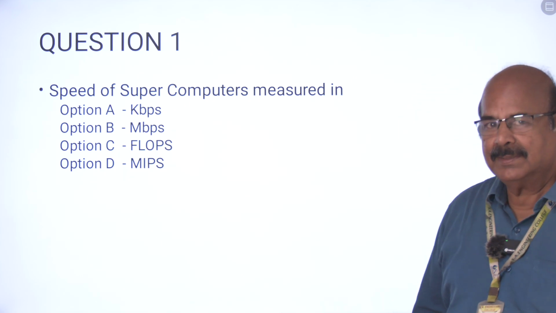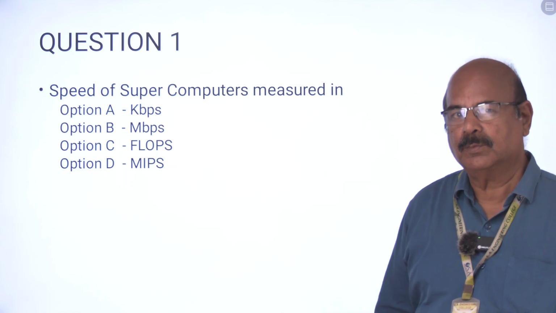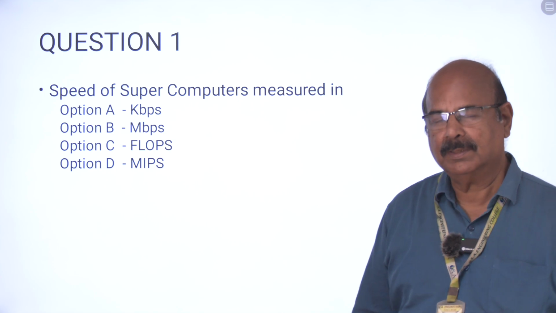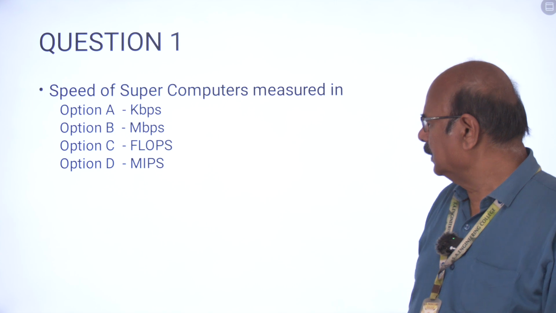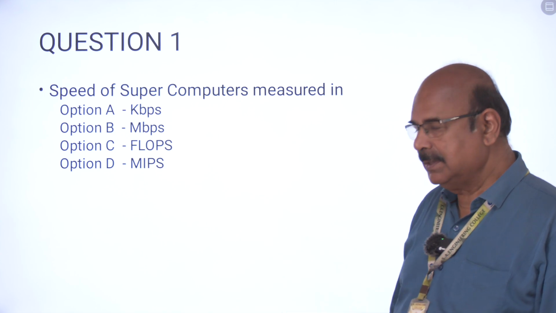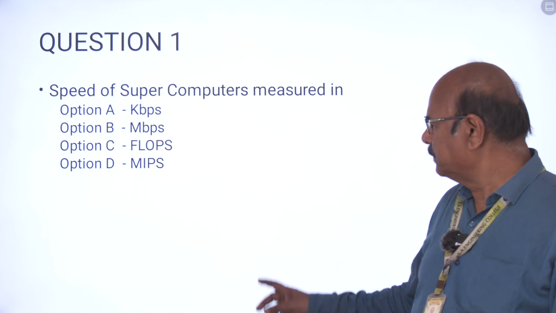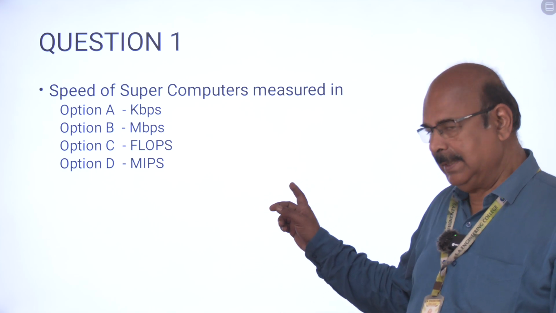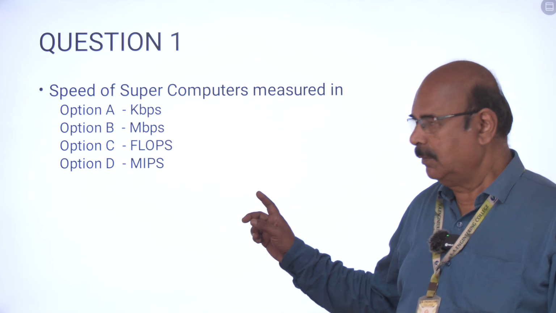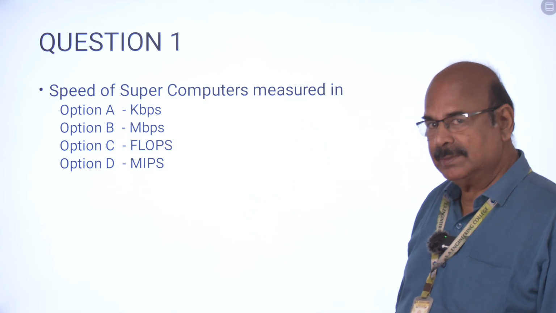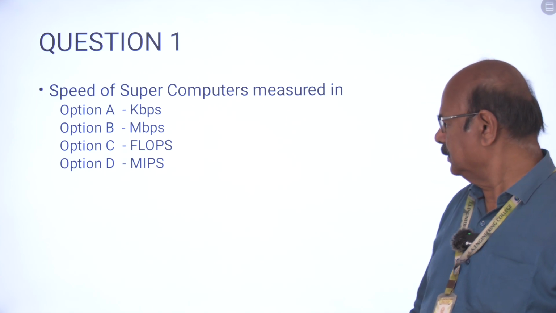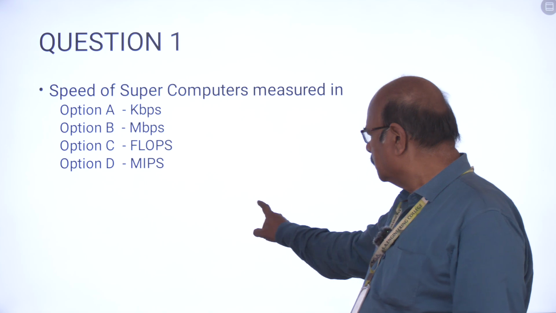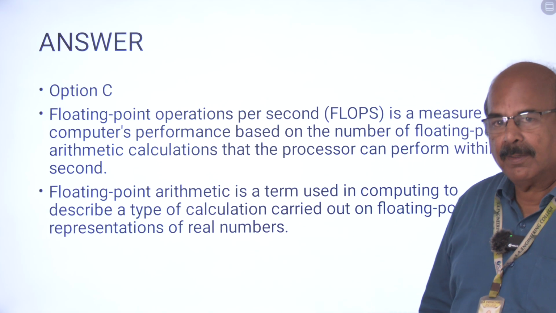So first, let us discuss some of the GATE questions. First question is about the speed of a supercomputer, how it is measured. I have given four options. Option A, kbps, option B, mbps, option C, flops, and option D, MIPS. Which is the option to measure the speed of supercomputers? The answer is option C.